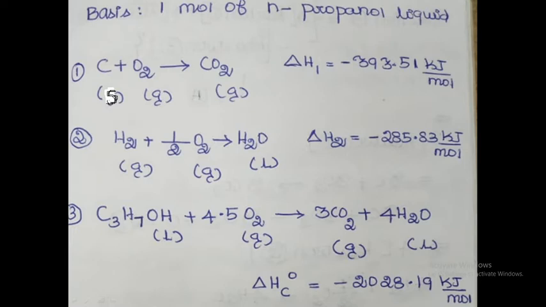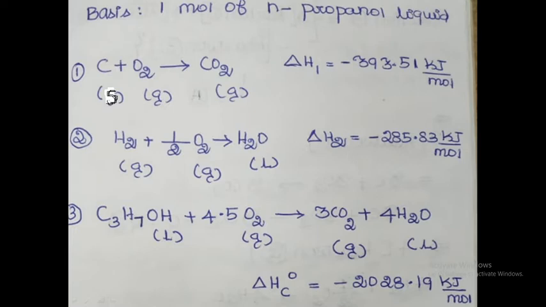Refer to the problem. Second one, based on given data, you should write the stoichiometric chemical reaction. What is the second data? Water formation value. H2 plus half O2 gives H2O. H2 in the state of aggregation of gas, whereas oxygen in gaseous form, water in liquid form. So, standard heat of formation of water in the given problem, delta H2 is equal to minus 285.83 kilojoule per mole. Are you clear or not?